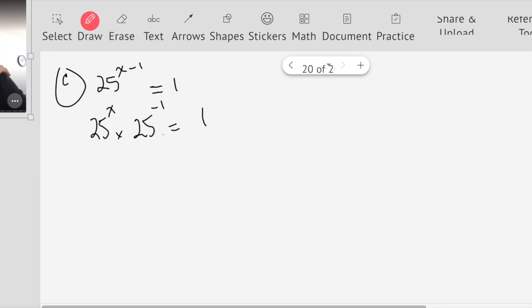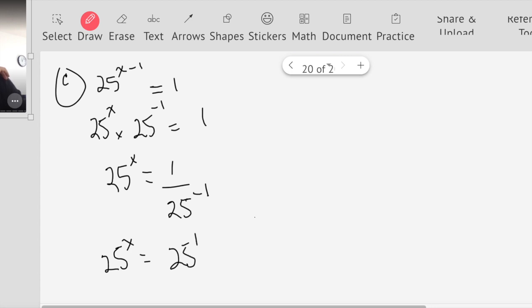Then we can divide by 25^(-1). So we get 25^x equals 1 over 25^(-1). Then we can write this in index form, or use a reciprocal, and 25^x equals 25^1, same base. So x must equal 1. That's the only way to make this 0, right? 1 minus 1 is 0, and then 25^0 is just 1. It's pretty simple.